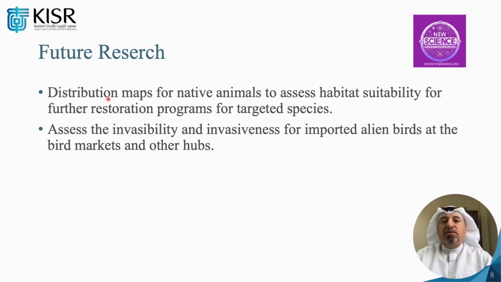I also want to assess the invasiveness of alien species in Kuwait, especially birds. In Kuwait right now we have about 6 birds that have been well established, and the most important of them are the common myna and the Indian house crow. And we have other species that are established too.